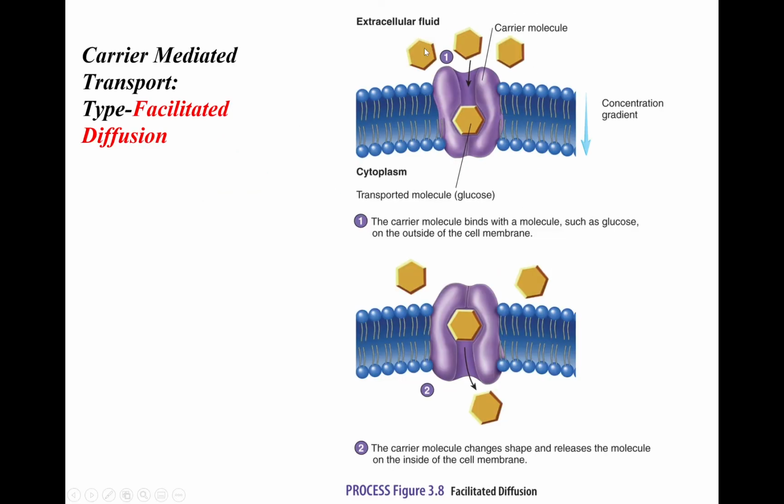Facilitated diffusion. So you're going from high to low concentration. You have like four molecules on the outside, nothing on the inside, so it's going to go from high to low, but it has to use this carrier molecule. It facilitates. If you're a facilitator, you're helping. So it binds to that and then dumps it into the cell here. So this is showing it dumping it into the cell.